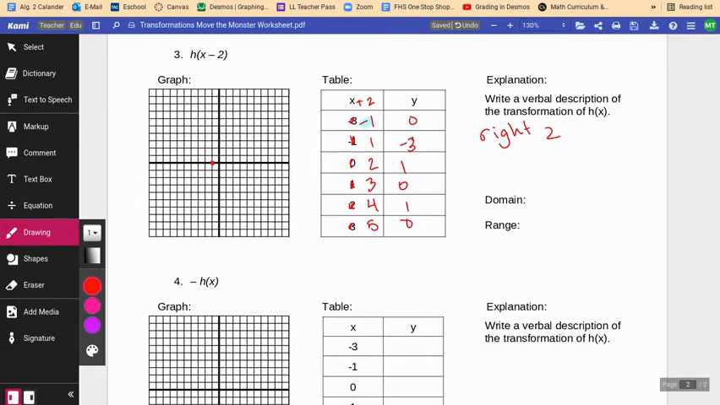Negative 1, 0, 1, negative 3, 2, 1, 3, 0, 4, 1, and 5, 0. So again, the domain goes from negative 1 to 5. The range goes from negative 3 to 1.